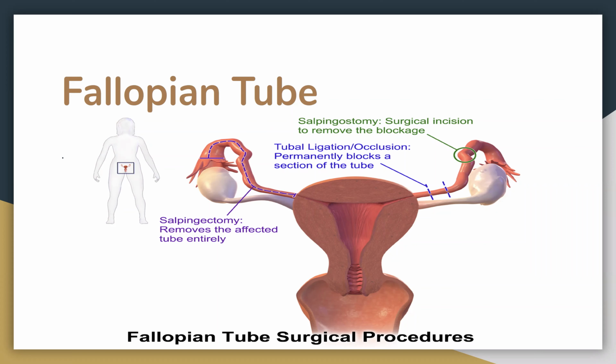So salpingectomy is the removal of the affected tube entirely. Salpingostomy is a surgical incision to remove the blockage. And then tubal ligation, it permanently blocks a section of the tube. And obviously that results in not being able to have a child.